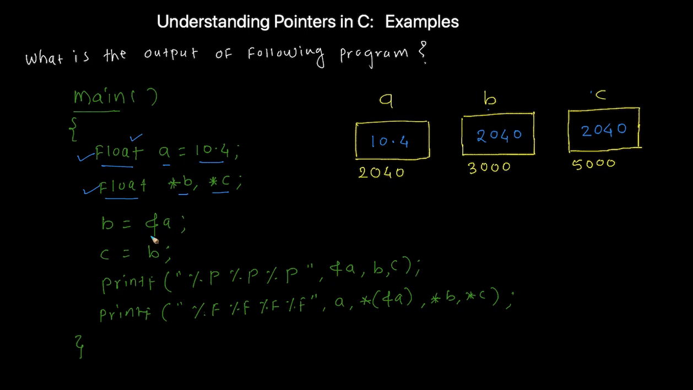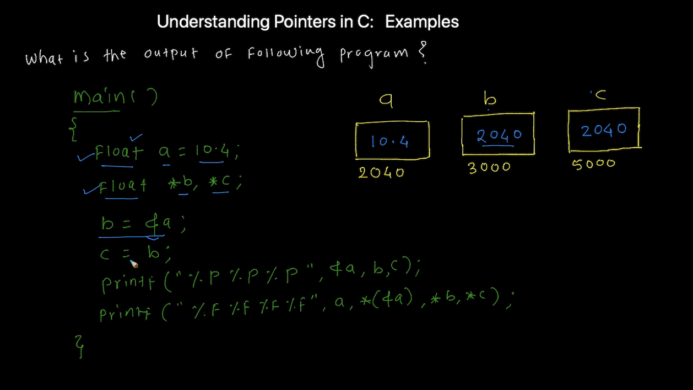So how will I get the address of a? By using the address-of operator. &a will give me the address of a, that is 2040. So 2040 I will assign to b. This is what will happen in memory with this statement.